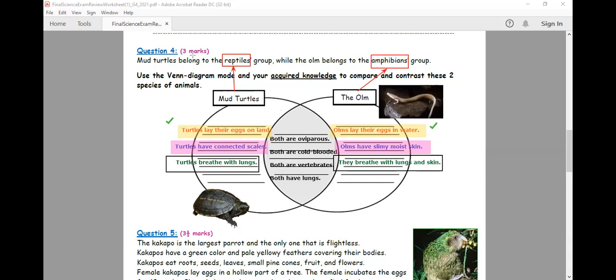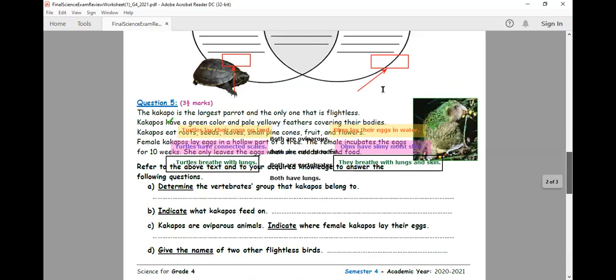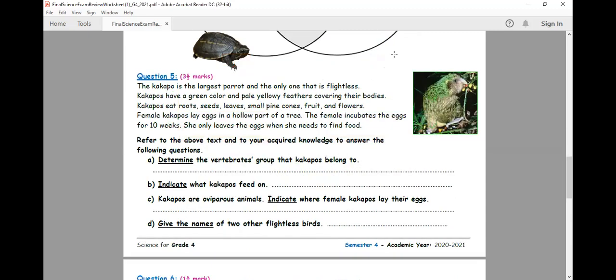Okay. Question number five, we're talking about a flightless bird. Kakapos are parrots. They are the largest parrots, and they are the only ones that are flightless. They do not fly. They have green color and pale yellowy feathers, feathers covering their bodies. They eat roots, seeds, leaves, pine cones, fruits, and flowers. Female kakapos lay eggs in holes in trees, and the female sits on the eggs for 10 weeks. She never leaves except for gathering food. What's the vertebrate group that kakapos belong to?